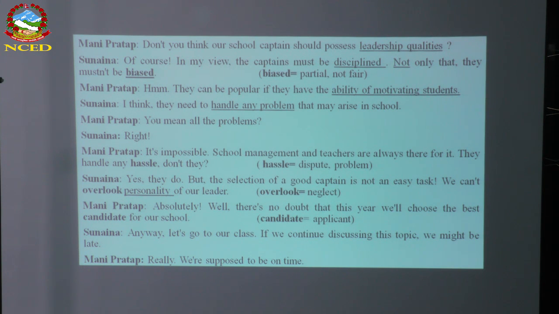Is that clear? What they do, they agree on different points and talk about different qualities that a school captain must possess, and then finally they realize they are on the way to their school. They think that they are getting late and they just rush for their school. Okay, students.